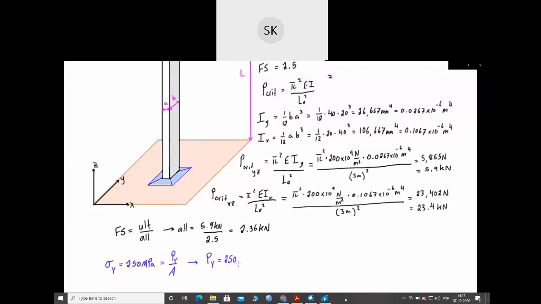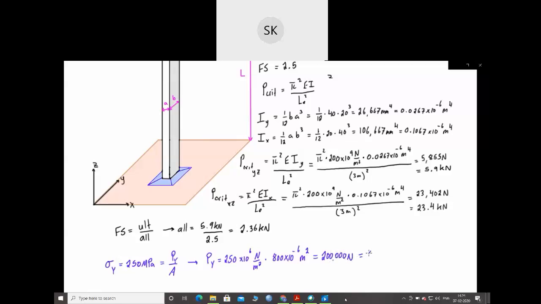you know what, I like to write out the units like this, so 250 times 10 to the 6 newtons per meter squared, times that area, which was 800 square millimeters. That's also just 800 times 10 to the minus 6 meters squared, so those meters are going to cancel out. And the value that we're going to get is just 200,000 newtons.